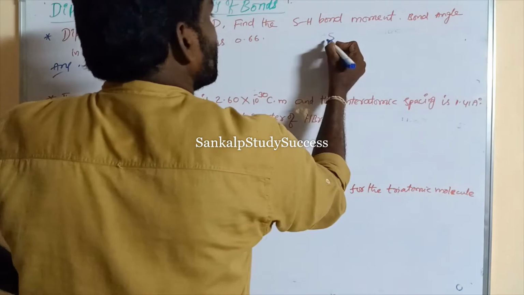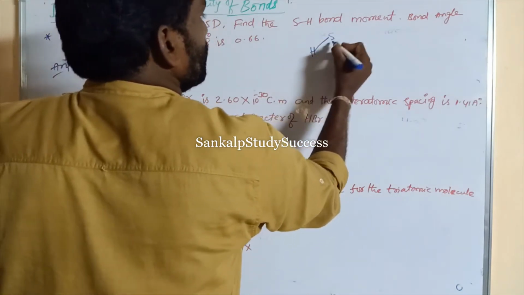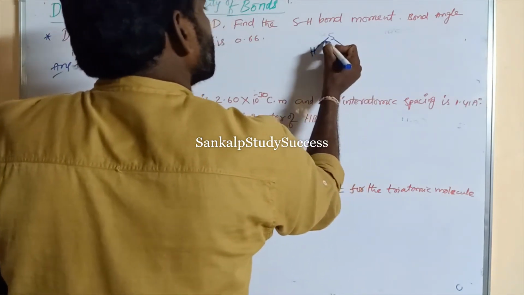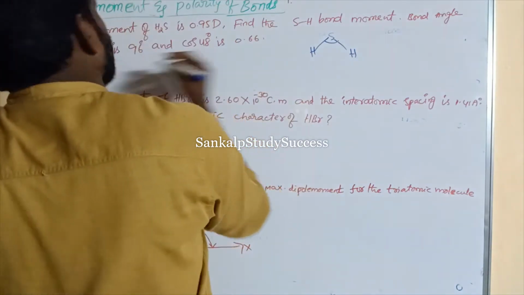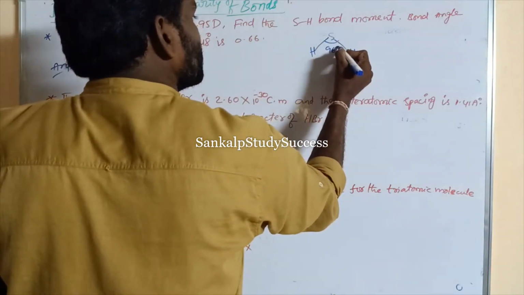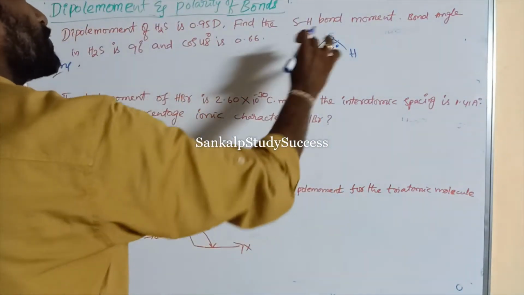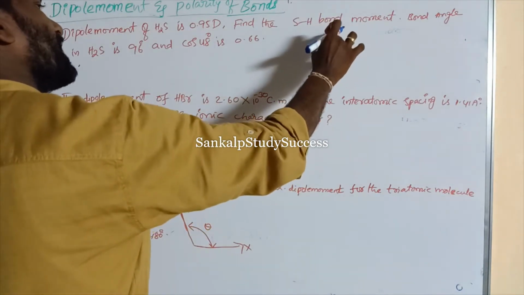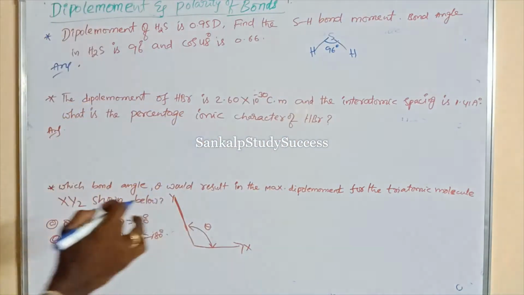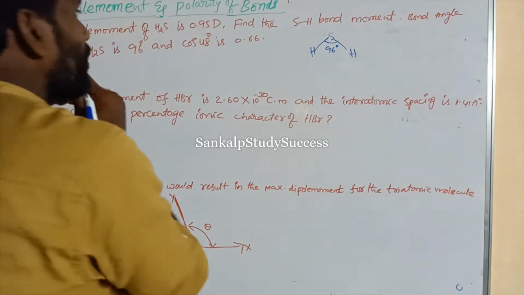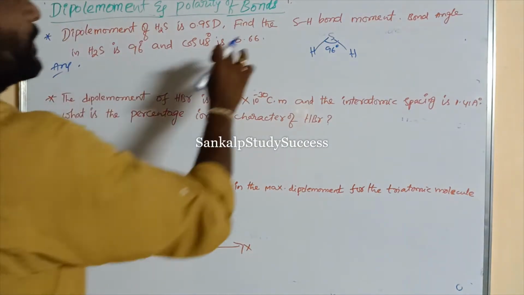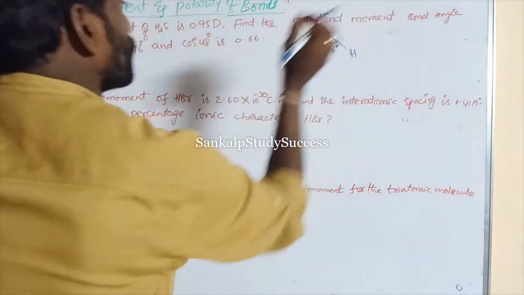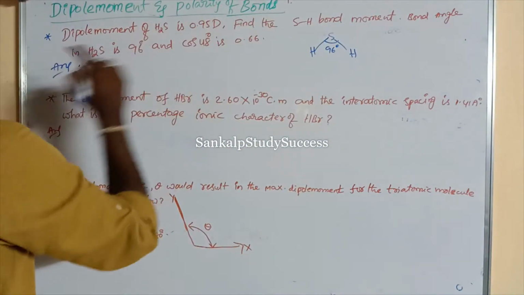H2S. So here S is the central atom, with H and H. Theta is given as how much? 96 degrees. So these two S-H bonds are inclined at 96 degrees. Right. Now find the S-H moment, the dipole moment of S-H.